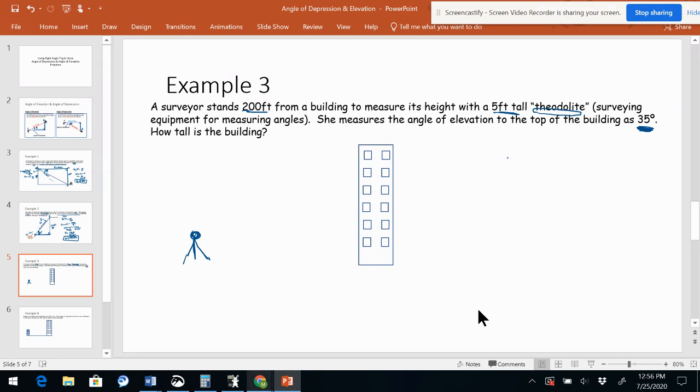All right, so we have a lot of information here. Let's start labeling our drawing. So I'm going to say that they're going to start looking right here at this point, and she's looking up at the building. They told me that the surveyor stands 220 feet from the building, so I know this distance to the building is going to be 220 feet. The height of the theodolite is 5 feet, so the distance from the start of my line of sight down to the bottom of the building is 5 feet.